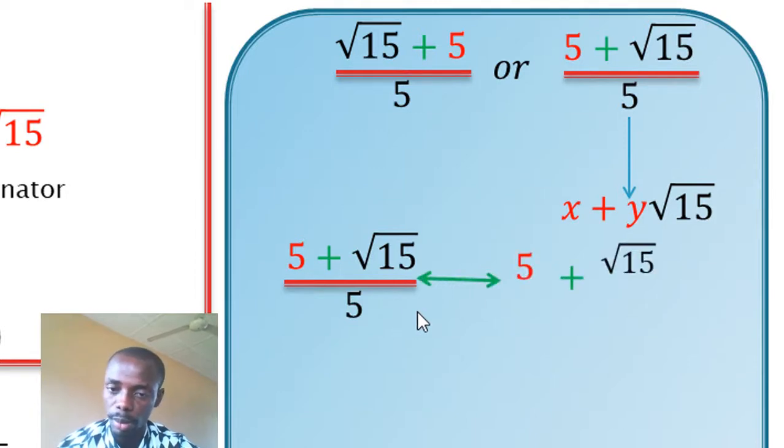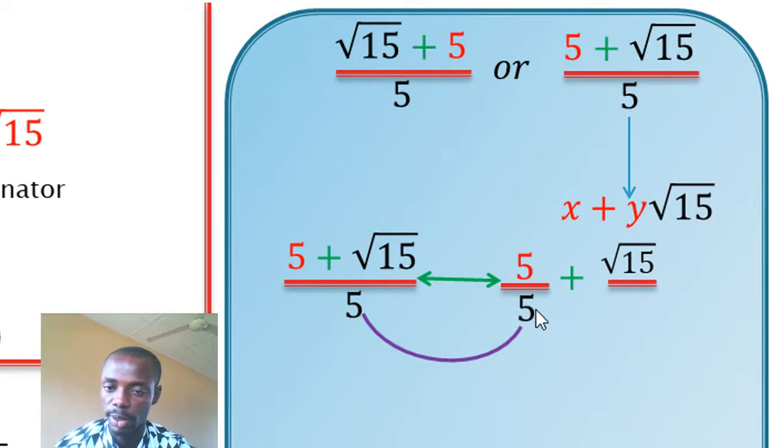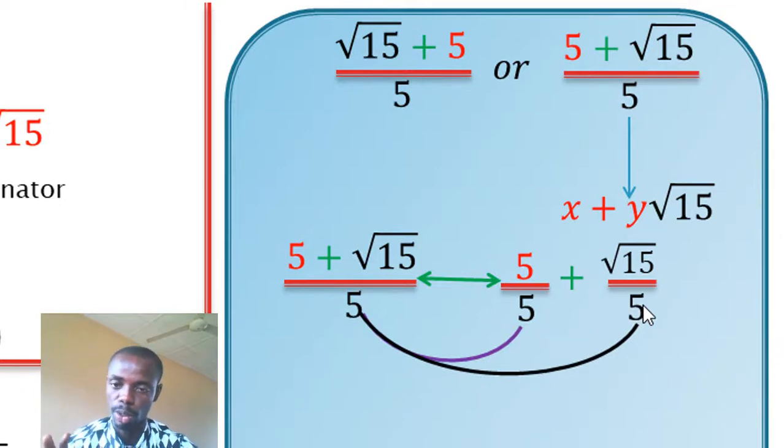We say 5, which is just 5, plus root 15, which is this. Then we'll split this 5 under two of them, so that's going to be divided by this 5 is brought here, and the same 5 is brought here. I believe that is understood.